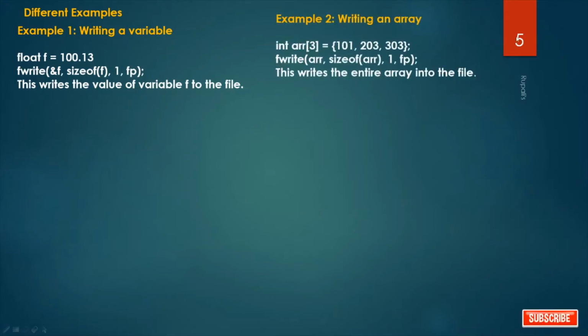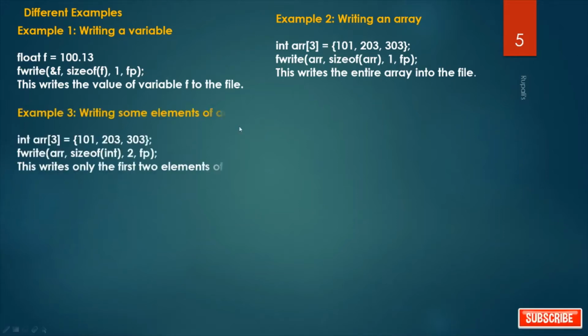Example 2, writing an array. I declare one array and also initialize it. Now you have to write fwrite, then the base address of the array, meaning the array name, then the size of this array. I want to write the entire array, so just write 1 here, and in which file you have to write, you give that file pointer fp. So this writes the entire array into the file.